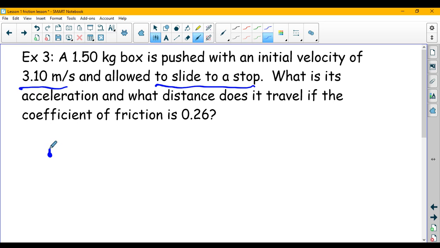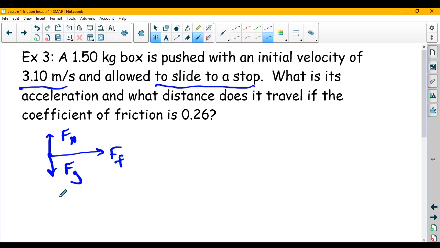So when I go to draw my free body diagram, I'm still on a flat surface. So I have my normal force, and I'm still dealing with gravity on Earth because it still exists. We're still on Earth. But in this case, I only have a friction force. I have no applied force because I'm not touching it anymore. When I let a box slide to a stop, I had to push it and let go. I'm not applying a force. There is no applied force.